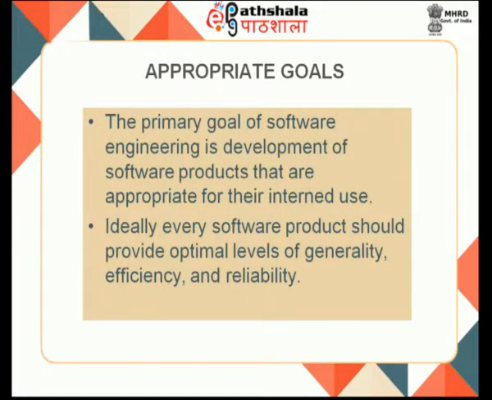The next part is to discuss the appropriate goals. So the primary goal of software engineering is development of software products that are appropriate for their intended use. Ideally, every software product should provide optimal levels of generality, efficiency and reliability. So any specific software that we wish to develop needs to be generalized first of all. We may have to understand each and every part of the programming or the concept behind how it is to be developed.